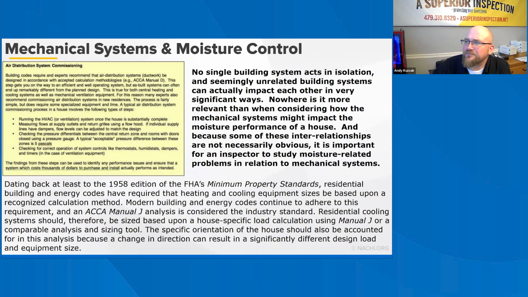Sealing air leakage from ducts has two important advantages. First, it improves HVAC system energy efficiency, and second, it reduces pressure imbalances that can cause air leakage through the building envelope.